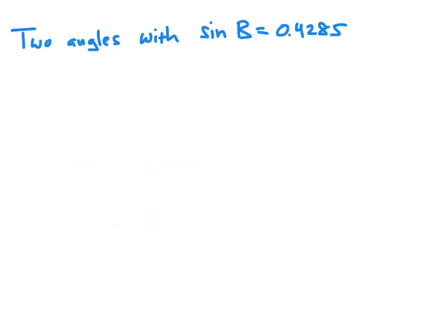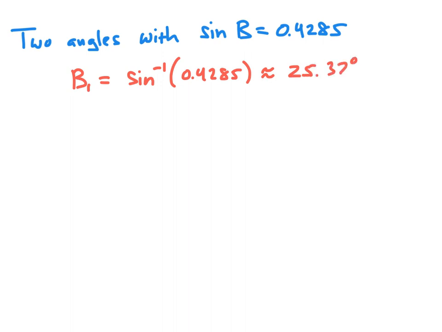Right? So in order to find the two angles with the sine of B equal to 0.4285, we're going to first use the inverse sine function. So we'll call this B1, and this will be the inverse sine, or the arc sine, of 0.4285. Again, using a calculator, we'll see that this is approximately 25.37 degrees. Again, the calculator needs to be in degree mode for this to be computed properly.